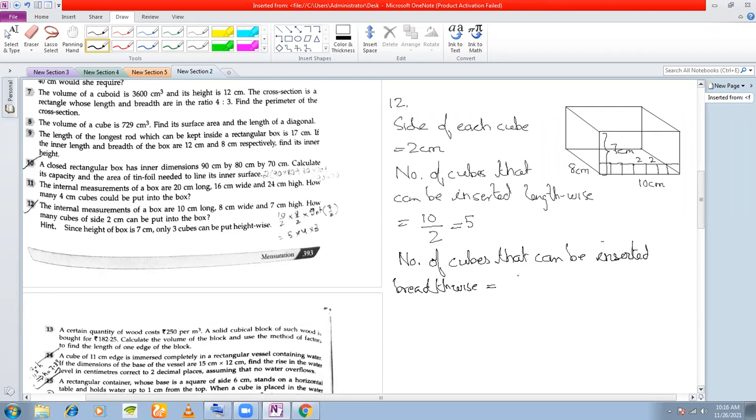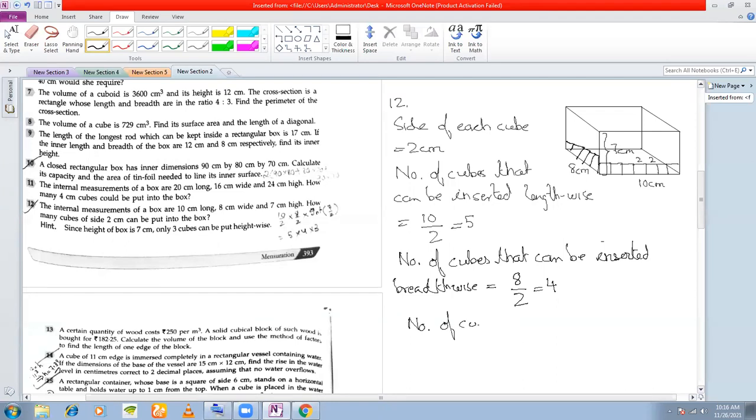What is the breadth here? 8 centimeter. And see, here you are now keeping the cube this way. How many cubes can you insert this way? Only 4, right? Sir, 4.